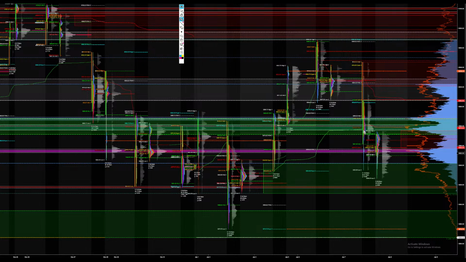Now, on a big day, you always want to look at the 50% retracement of that day. That is 59.90. It happens to line up with these levels. 59.90.